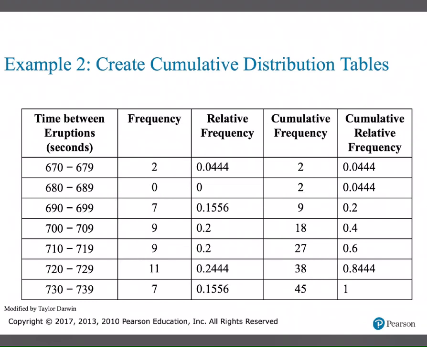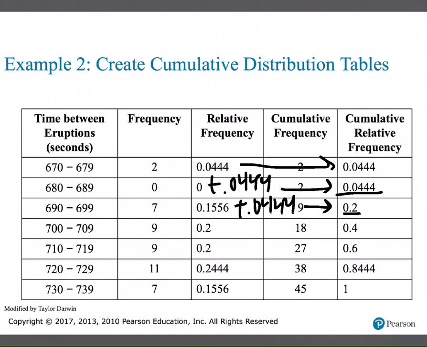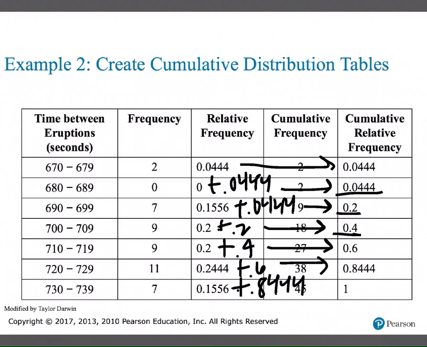Okay, with relative frequency, again, you take what you're given, that 0.044, and you add it to the next one. So that plus 0.0444, that gives us that. Take what you're given, add it to the next one, 0.0444, gives us 0.2. Add that to the next one, plus 0.2, 0.4. Take that, add it to the next one, 0.6, and so on until you are at the end.